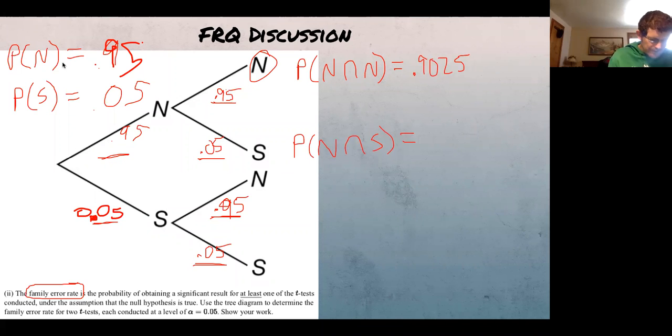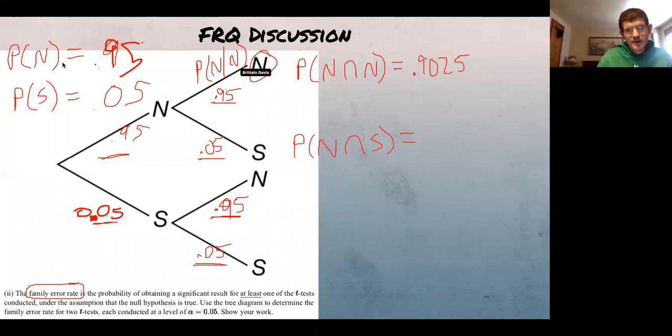So it's worth pointing out that this probability is technically the probability of not getting a statistically significant result, given that you didn't get a statistically significant result. So that's where the conditional probability is. But it doesn't change because they're still independent. All right. So now we've got, this is going to be 0.0475.